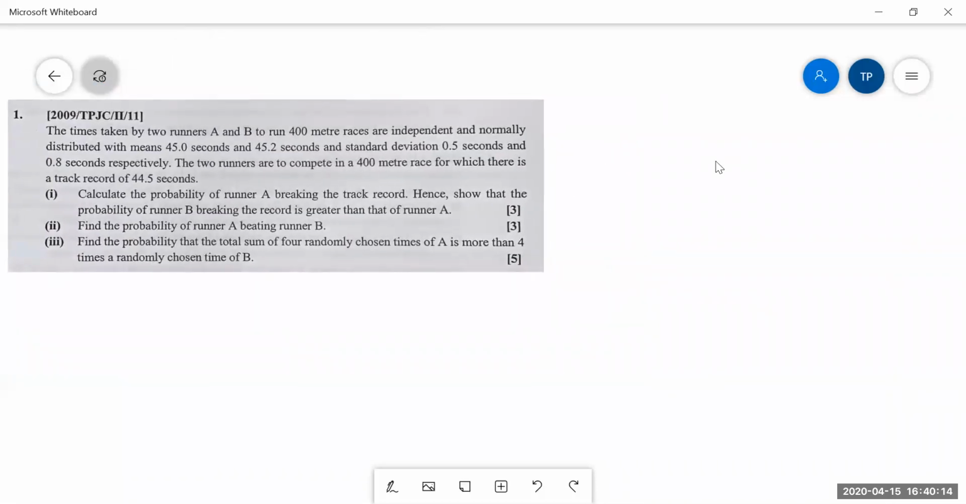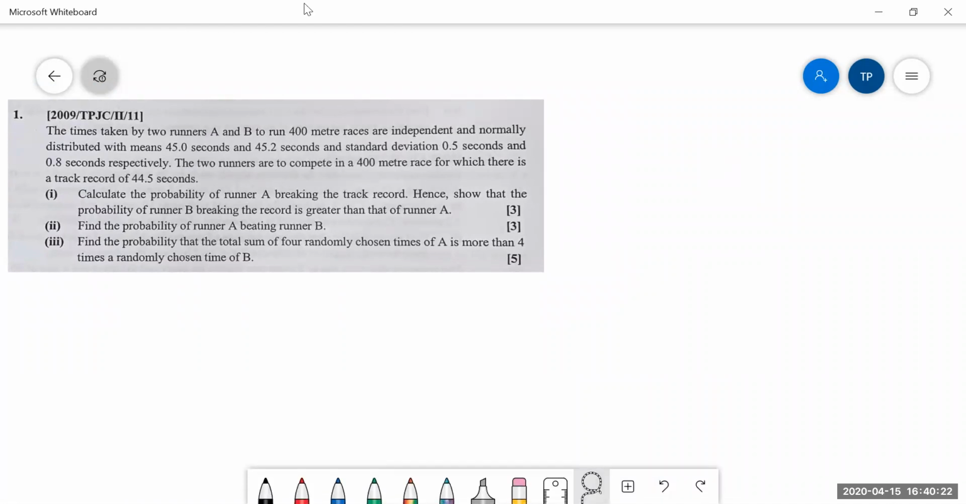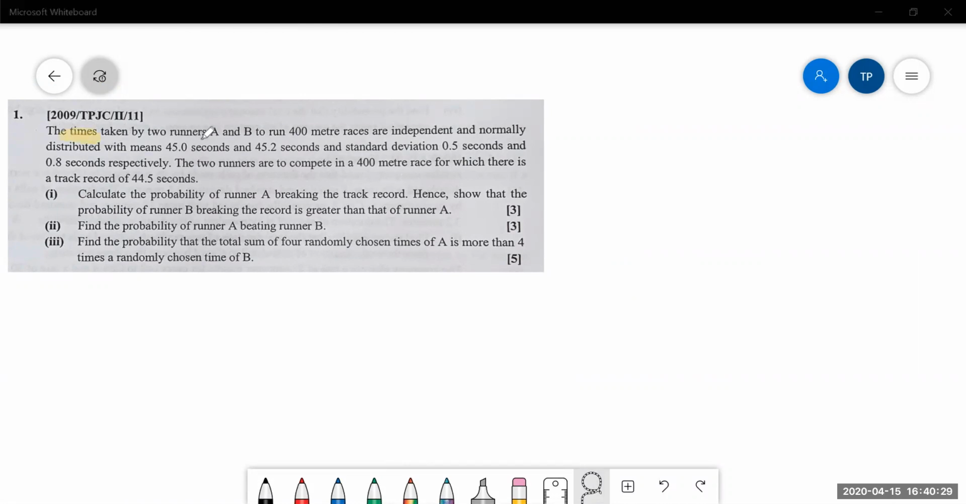Okay, let's start with this. So get your GC ready. I just need you to help me calculate. Are you ready? Okay, let's break down this question. The timings taken by two runners A and B to run a 400-meter race are independent. Look, they will always be independent. If it's dependent, it will be difficult to calculate the probability really.